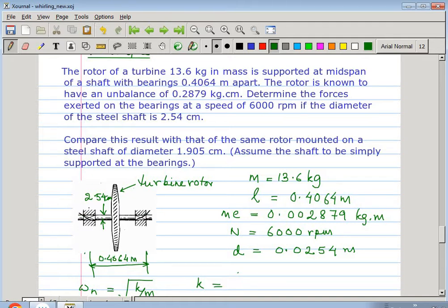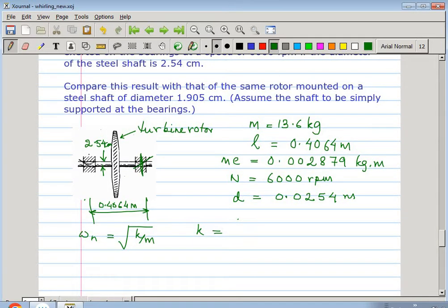Generally, if the bearings are self-aligning, that means if the bearings do not prevent the slope of the shaft, we assume them to be simply supported. So self-aligning bearing means they allow slope of the shaft, only they prevent displacement in this direction, but they allow slope. So that's why these self-aligning bearings are assumed as simple supports.